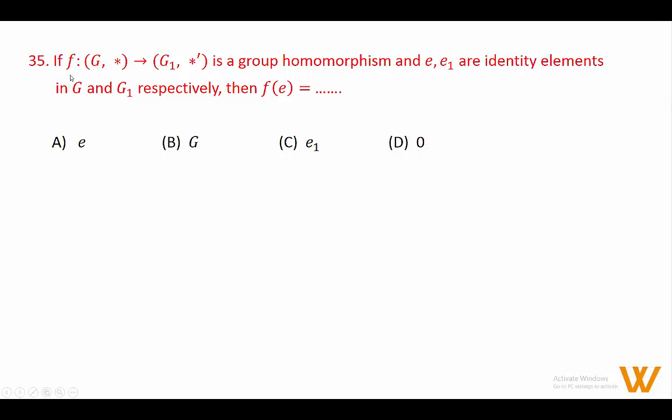35. If f from G star to G1 star dash is a group homomorphism and E, E1 are identity elements in G and G1 respectively, then f of E is equal to? E is the identity in G, and f of E is the identity in G1. The identity in G1 is E1, so f of E is equal to E1. So the answer is option C, E1.